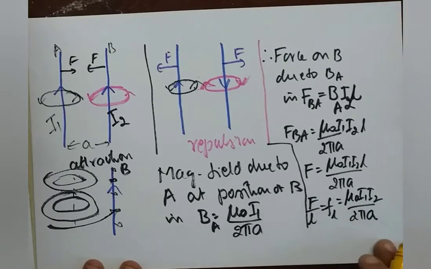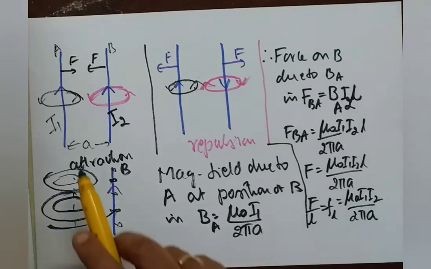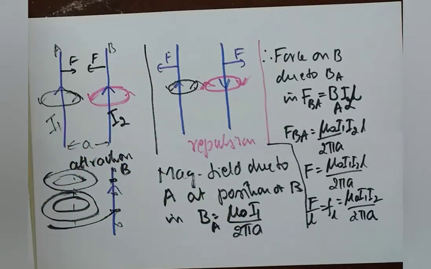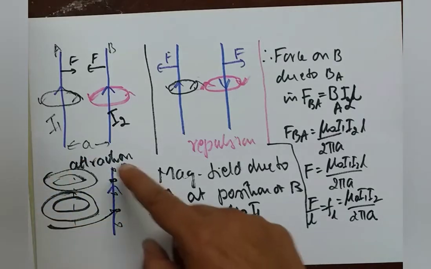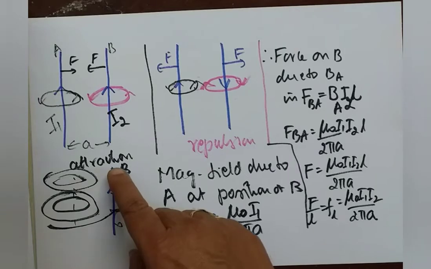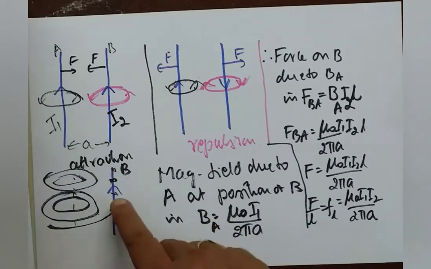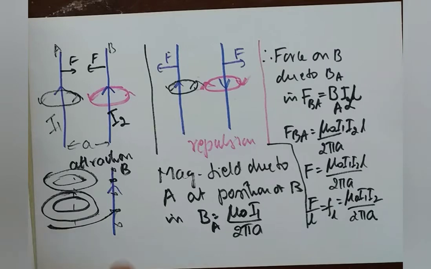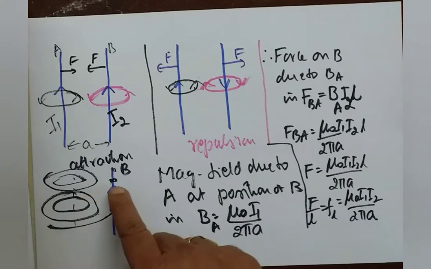Let me go through this derivation once again. We have two parallel conductors A and B carrying currents I1 and I2 with separation A, as shown here. As they are carrying current in the same direction, there is attraction. Now, we can imagine the conductor B is in the magnetic field of A. We can extend these lines into big circles. So the field lines at the position of B are like this, entering into the plane. Therefore, this is the magnetic field due to A at the position of B.